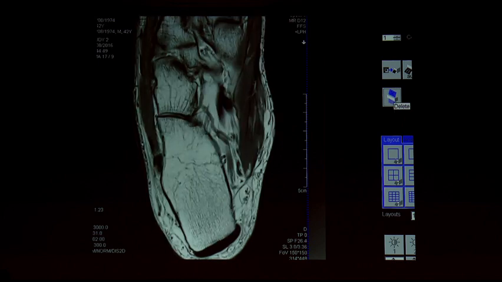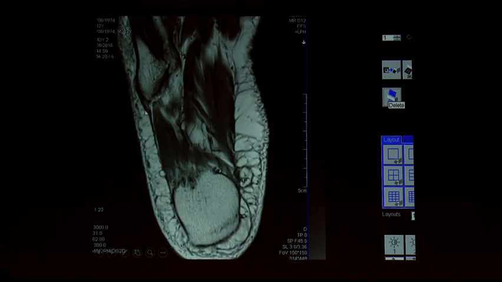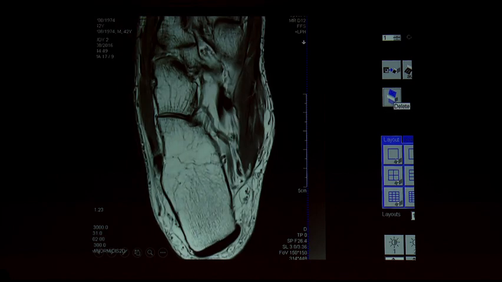Then we have to carefully look where this peroneus brevis is going. Peroneus brevis is going anteriorly, and you can see nicely it is attached to the base of the fifth metatarsal. So this is the attachment site of peroneus brevis. And what is happening to the peroneus longus? We have to carefully see this.